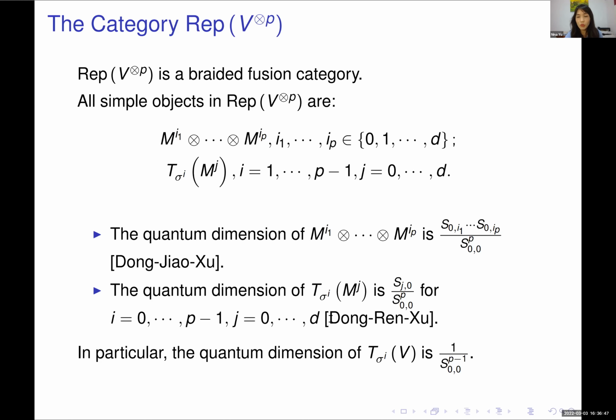This is the quantum dimension for the twisted modules here. One should also notice that when you consider the quantum dimension for the twisted modules, this number is independent of the i here. So no matter whether it's a sigma-twisted module or a sigma squared-twisted module, the quantum dimension is always this number. In particular, if we consider the quantum dimension of T_sigma(V), so that means we take M0, then you will have S00 over S00 to the power P. So the quantum dimension for T_sigma(V) is this number, and we will need to use this.